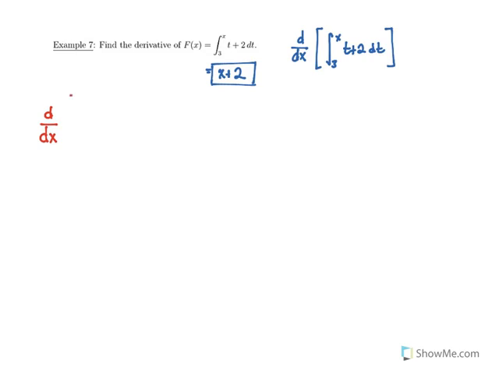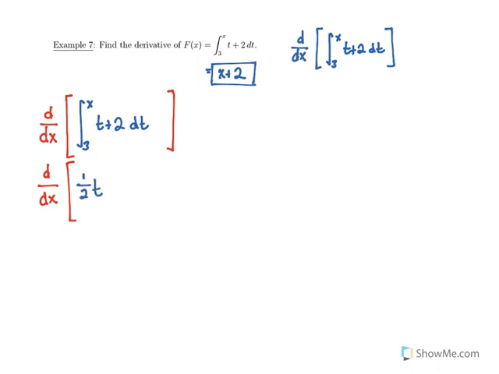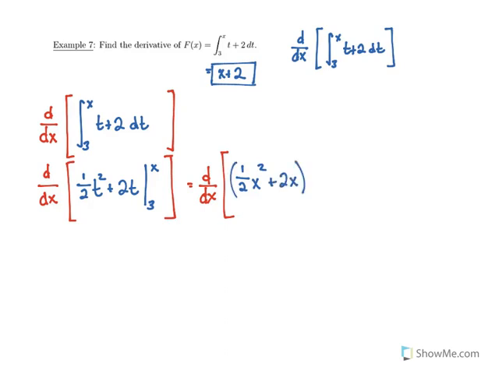I want to find the derivative of the integral from 3 to x of t plus 2 dt. So I'm going to deal with the derivative last. But to think about this integral, I need to find the antiderivative with respect to t. That's going to be 1/2 t squared plus 2t evaluated from 3 to x. I haven't taken the derivative yet, so I keep that notation. And when I plug in the top bound here, I'm going to get 1/2 x squared plus 2x. And then I'm going to subtract off, plugging in the bottom bound, 1/2 3 squared plus 2 times 3.